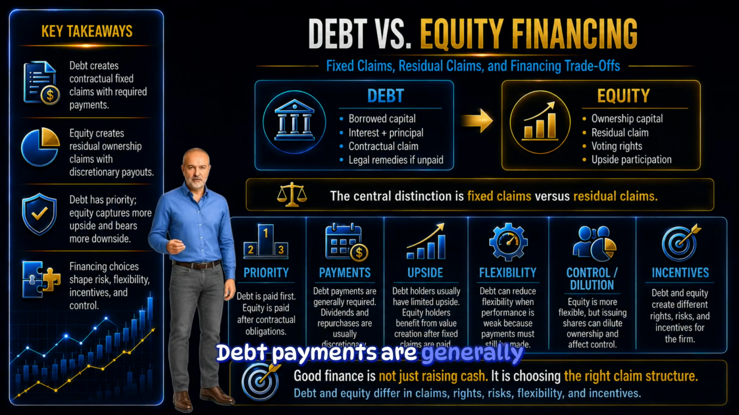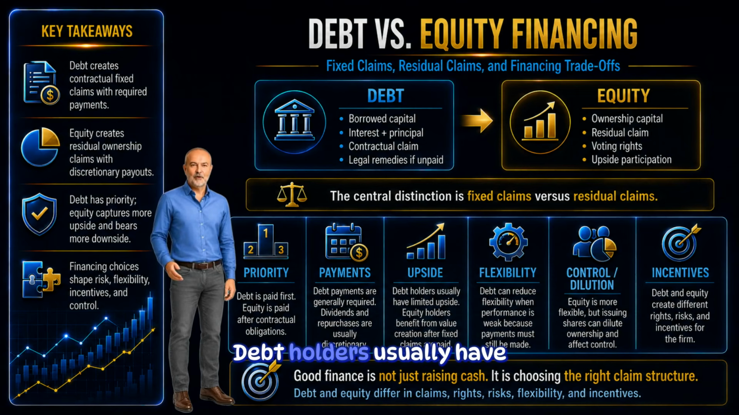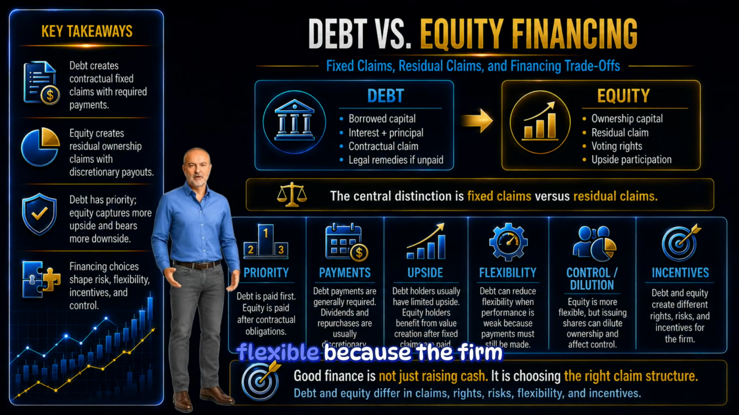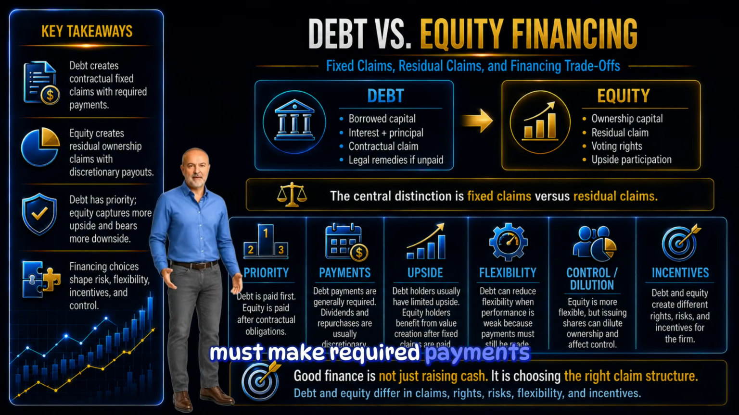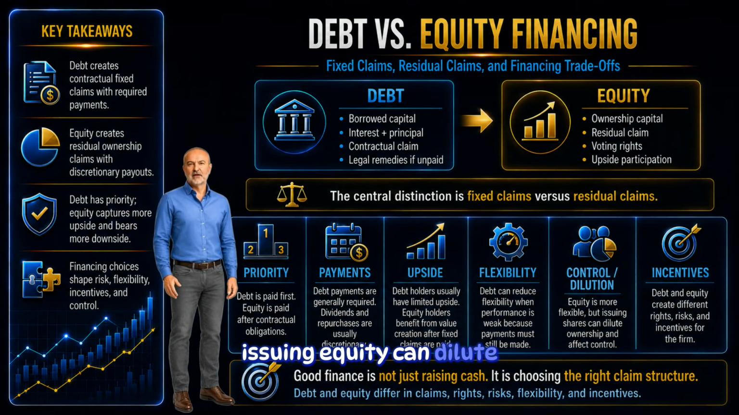Debt payments are generally required. Dividends and share repurchases for common equity are generally discretionary. Debt holders usually have limited upside. Equity holders participate in value creation after fixed claims are paid. Debt can be less flexible because the firm must make required payments even when operating performance is weak. Equity is more flexible because payments to common shareholders can usually be reduced or suspended. But issuing equity can dilute existing ownership and affect control.